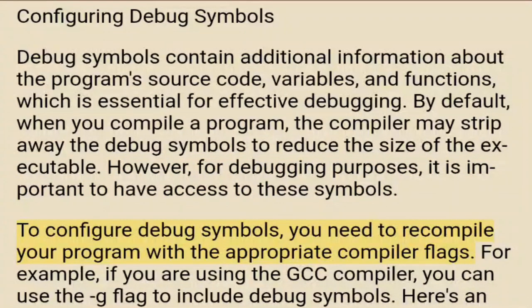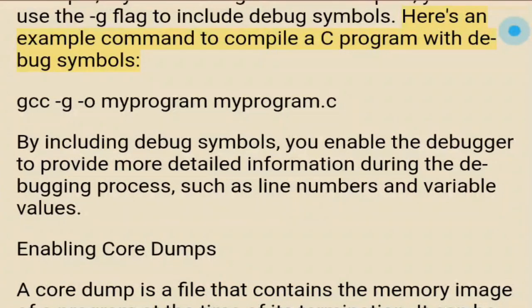To configure debug symbols, you need to recompile your program with the appropriate compiler flags. For example, if you are using the GCC compiler, you can use the -g flag to include debug symbols. Here's an example command to compile a C program with debug symbols: gcc -g -o myprogram myprogram.c. By including debug symbols, you enable the debugger to provide more detailed information during the debugging process, such as line numbers and variable values. Enabling core dumps.